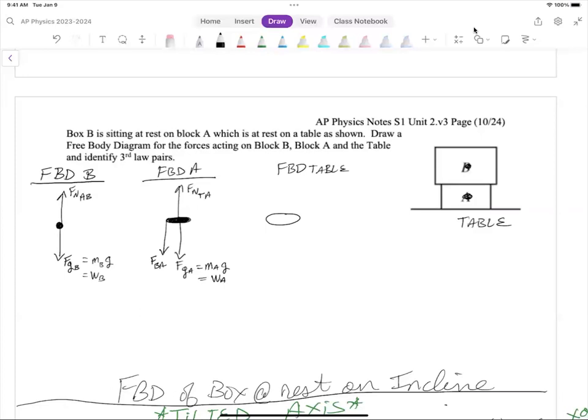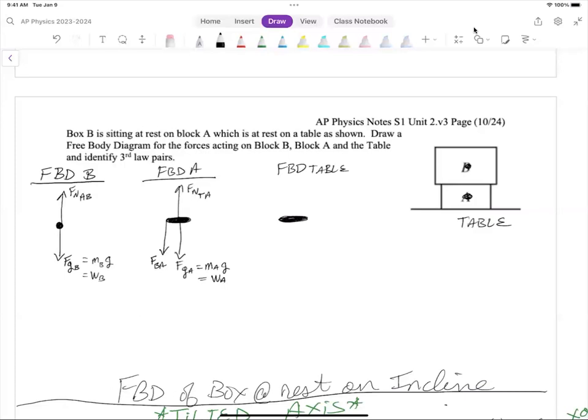Any other forces acting on A? No, nothing else is in touch with A. Table's touching A. That's 2. And then I got the field force from the gravity, and that's 3. That's the only 3. They're not moving. There's no friction. We're not trying to move it. Next, free body diagram of the table. I just need approximately the same size dot.